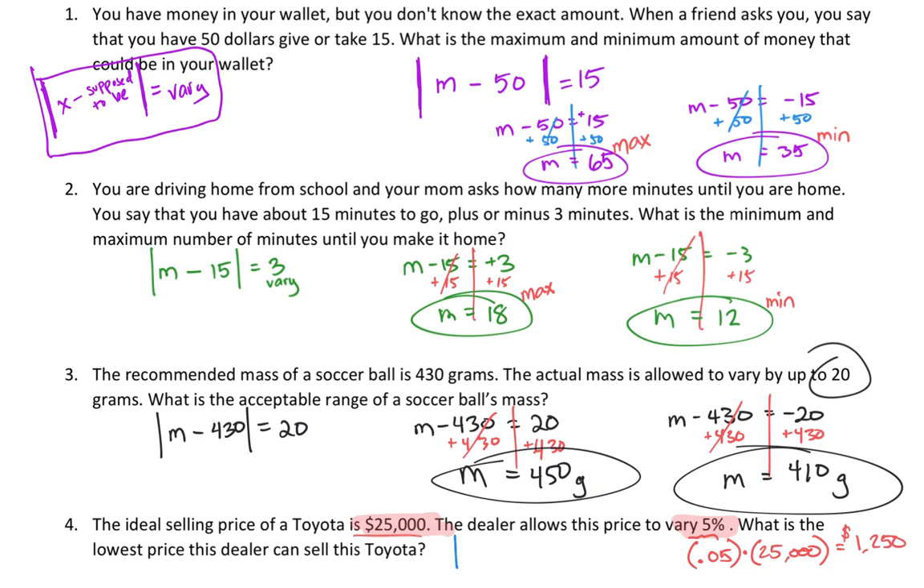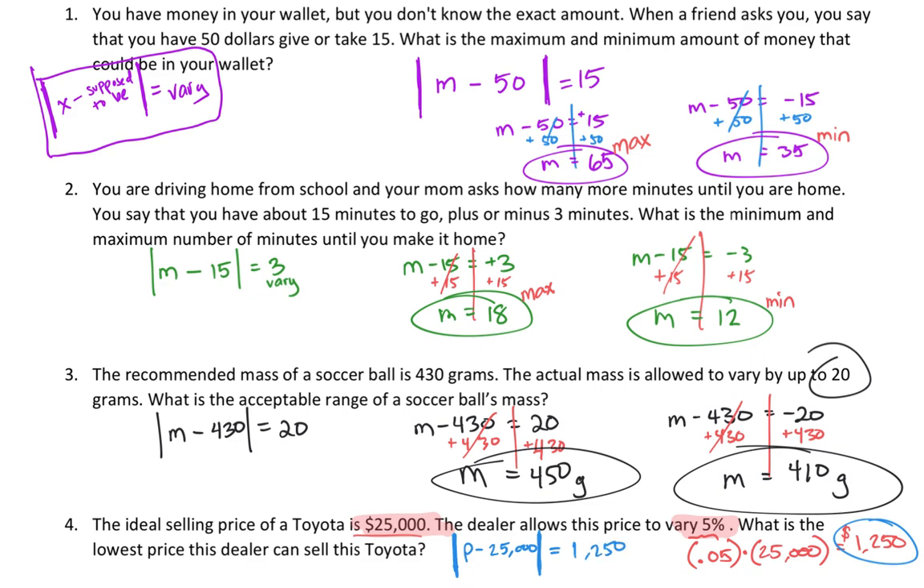So there's the actual selling price. I'm going to use P for price, and the ideal price is 25,000. So we're going to set it up just like we did all the others. The absolute value around the difference, and when I say difference, I mean subtraction. So absolute value around the difference of the price, P, and the ideal price, 25,000. And it can vary by 5%, and we've already figured out that 5% is 1,250.